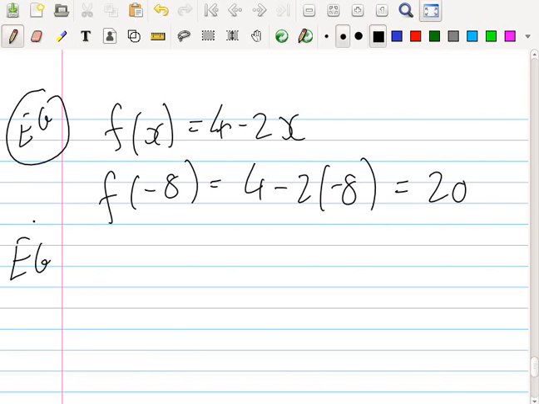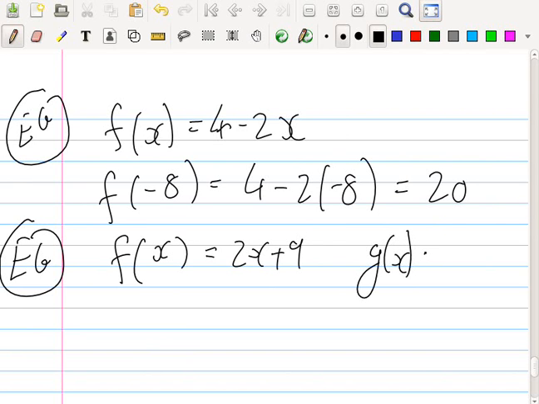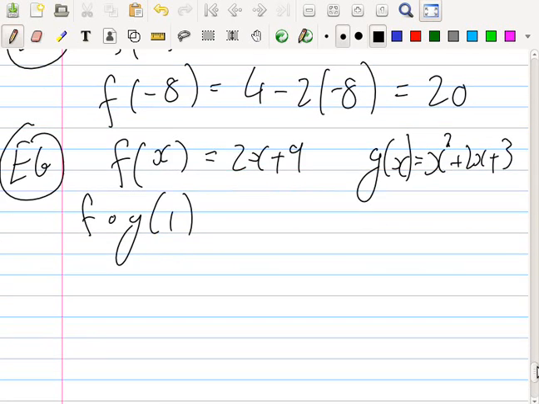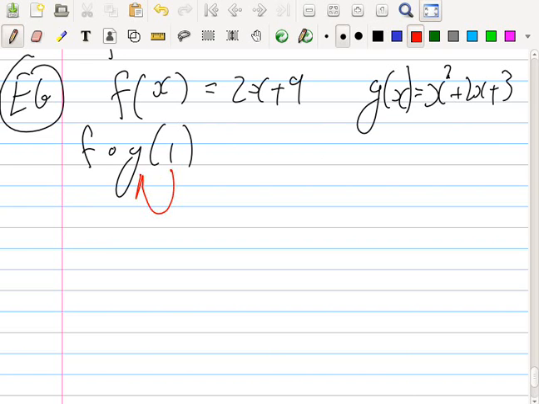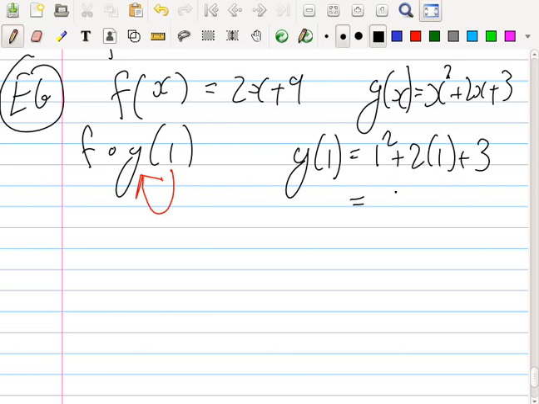Right, next one now. I tell you that f(x) equals 2x plus 9, and then g(x) equals x squared plus 2x plus 3. And I ask you to calculate this. So what you do first is you put the 1 inside of the g. So what does g of 1 equal? Well, that'd be 1 squared plus 2 times 1 plus 3, so that would equal 5.